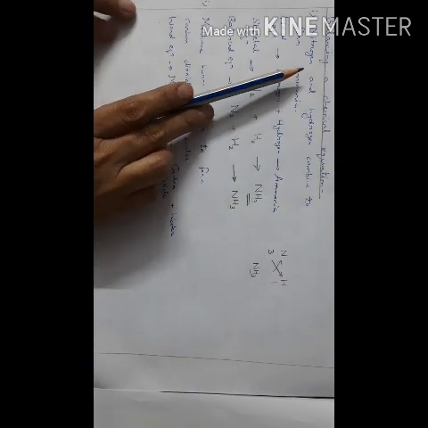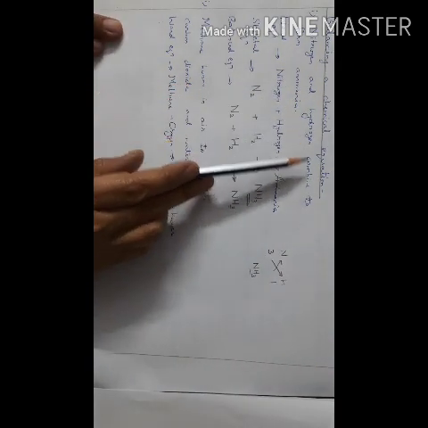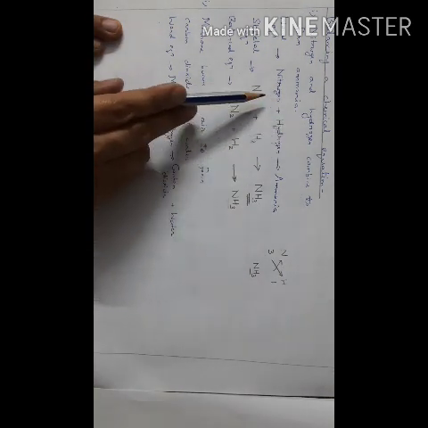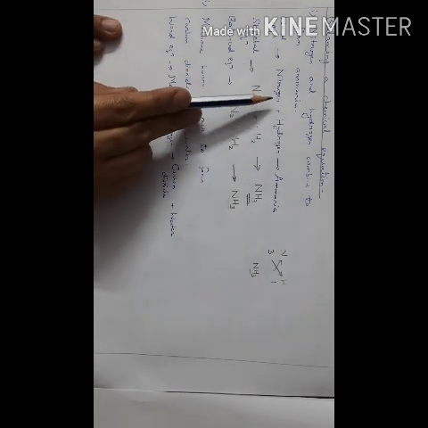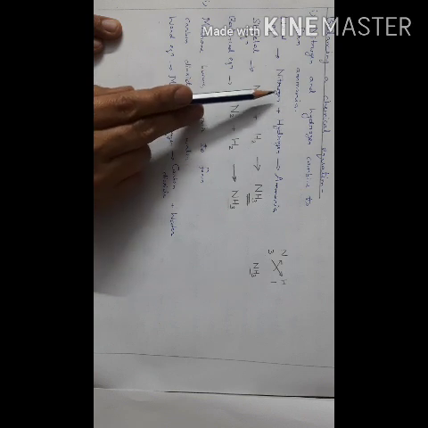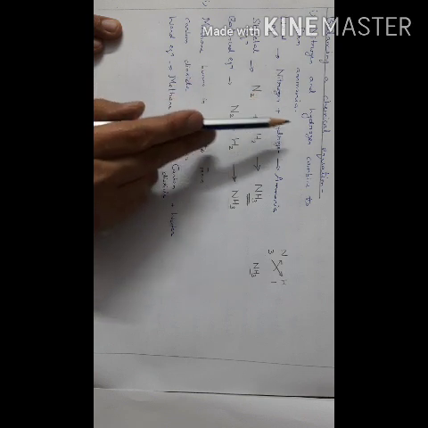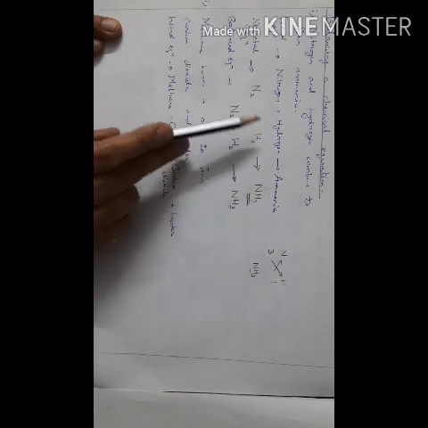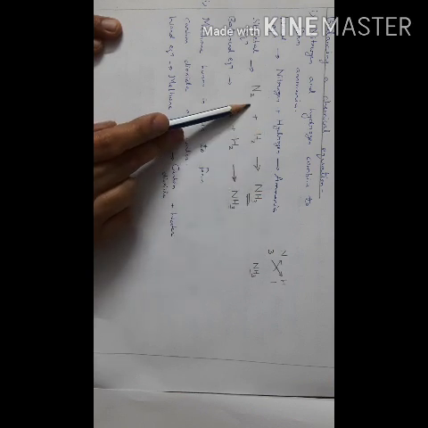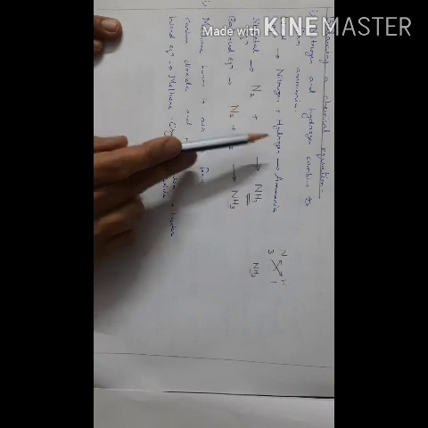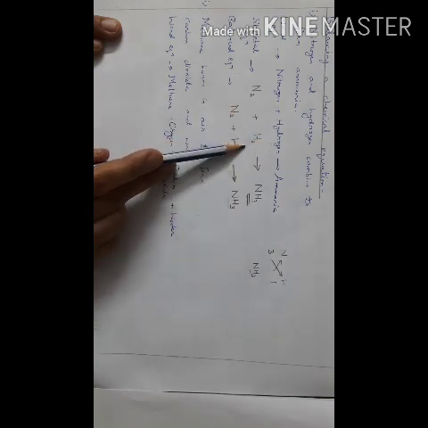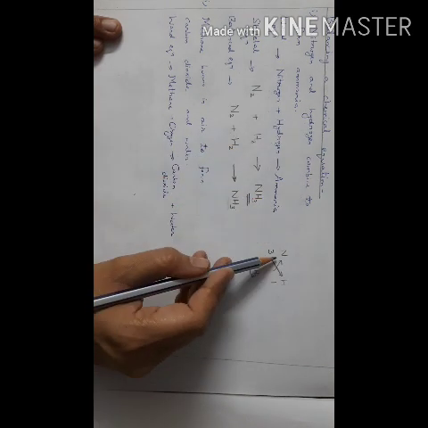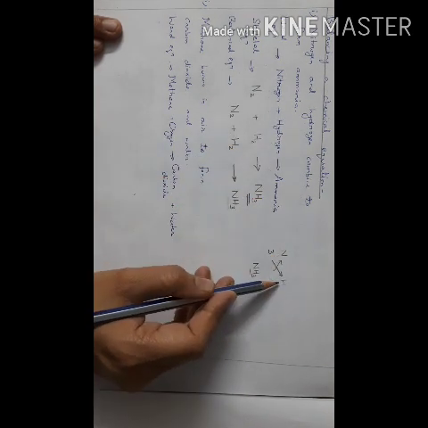The first one is nitrogen and hydrogen combine to form ammonia. First step is to represent it in the form of a word equation. Nitrogen plus hydrogen react to form ammonia. Nitrogen being a diatomic molecule, it is represented as N2. Hydrogen is also a diatomic molecule, it is represented as H2. And ammonia is a compound made up of nitrogen and hydrogen.